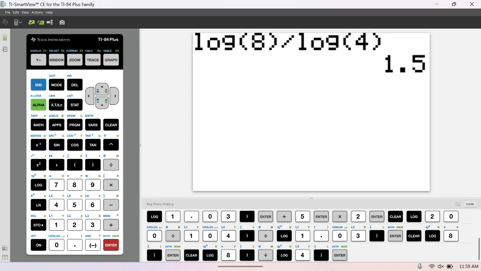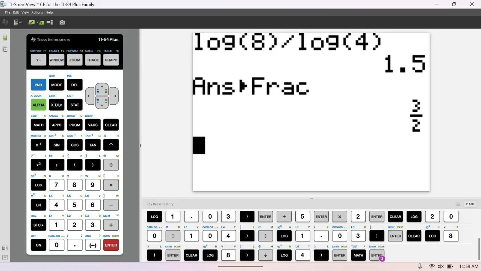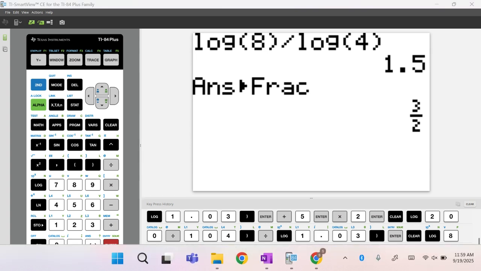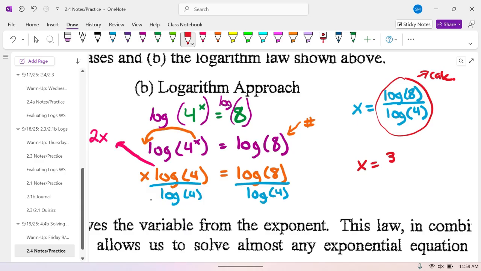Now I want to see if that's the same as what I got from my other method, which is 3/2. So I can hit math and then enter twice, which converts 1.5 to a fraction, and it is in fact 3/2. So x will be equal to 3/2. So even though we did two different methods, it's exactly the same.